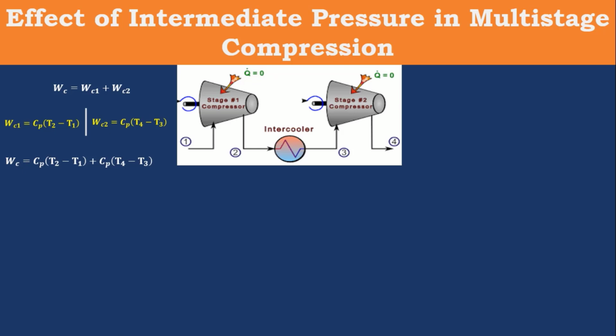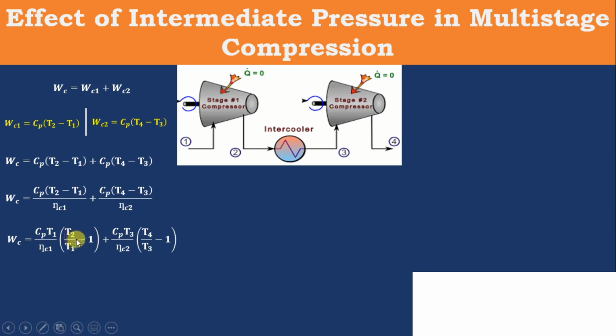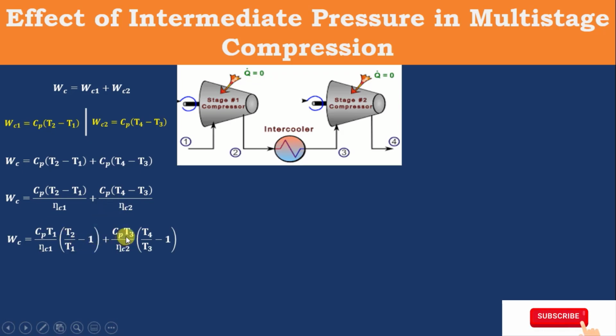If you are considering actual compression, then we have to consider the efficiency of compressor, that is Wc is equal to Cp (T2 minus T1) divided by first compressor efficiency plus Cp (T4 minus T3) divided by second compressor efficiency. To simplify this equation, take T1 outside from here, T3 outside from here. That is Wc is equal to Cp T1 divided by first compressor efficiency (T2 divided by T1 minus 1) plus Cp T3 divided by second compressor efficiency (T4 divided by T3 minus 1).